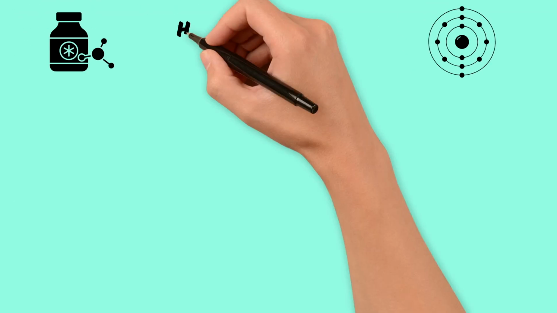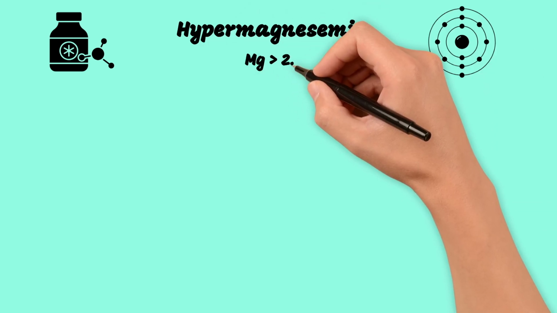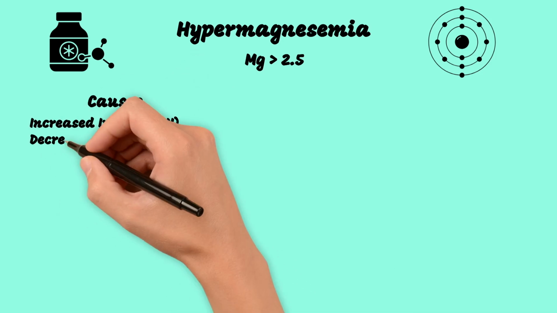Moving on to hypermagnesemia. This is a MAG level greater than 2.5. Some causes include increased intake like TPN, decreased output such as renal failure, and of course some malignant tumors.